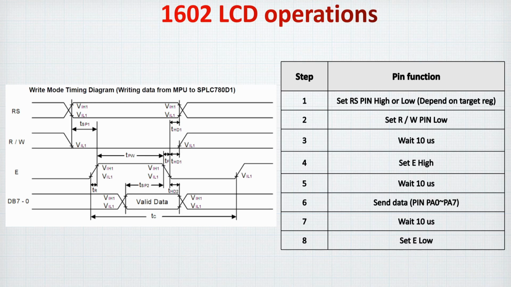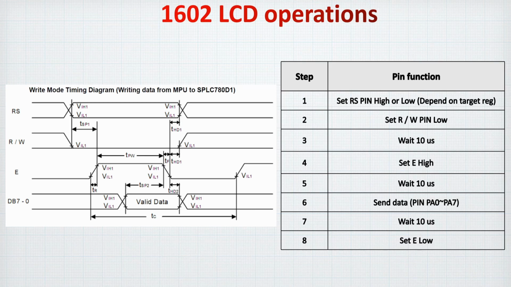After that, we set E, or enable, high and prepare our data. We wait a bit of time, again 10 microseconds. It can be much less, but I'm putting 10 just for safety. After that, we send our data. We set pins A0 to A7, or whatever we are going to connect, and we will take a look at that later on. We send this data, and after that we wait a certain time and set E low. By putting E low, that's when the display gets the data.